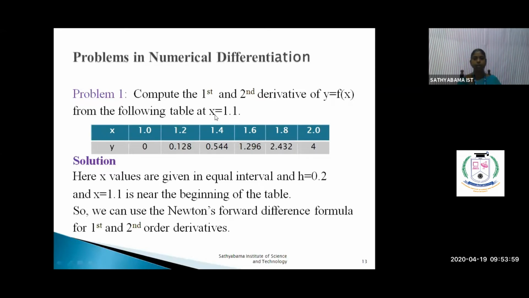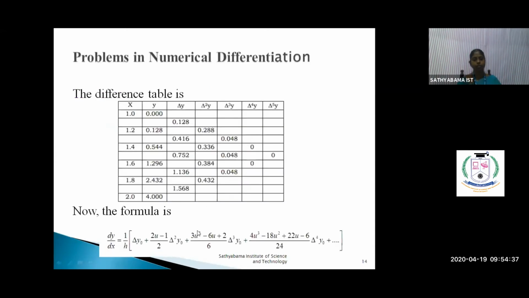Now look at x is equal to 1.1. Where does 1.1 lie? Between 1 and 1.2. So x is near the beginning. If x is near the beginning, you know very well what we can use: Newton's forward difference formula for the first order derivative as well as the second order. 1.1 is near the beginning of the table, so we can use Newton's forward difference formula to find the first order and the second order derivatives.